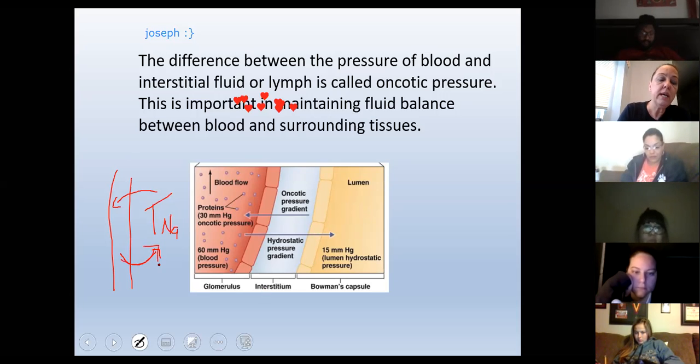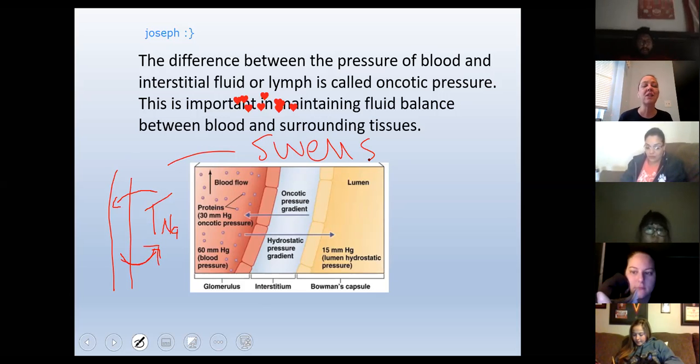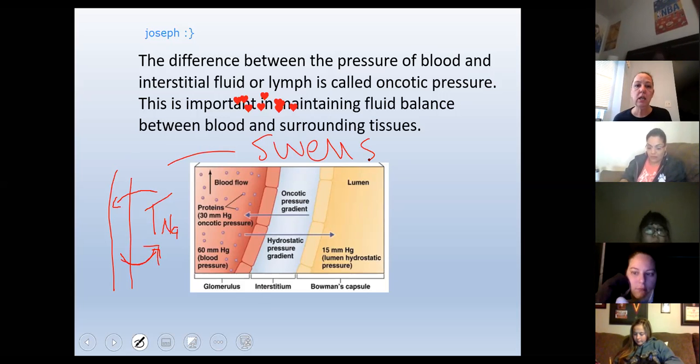And when I move fluid into the tissue, what does it do? It swells up. And so this difference in the pressure has a medical term, and that medical term is known as oncotic. That's how you say that word, oncotic pressure. That's just simply the difference of the pressure in the blood and the difference of the pressure in the tissue. Oncotic. All we're looking at is terminology.